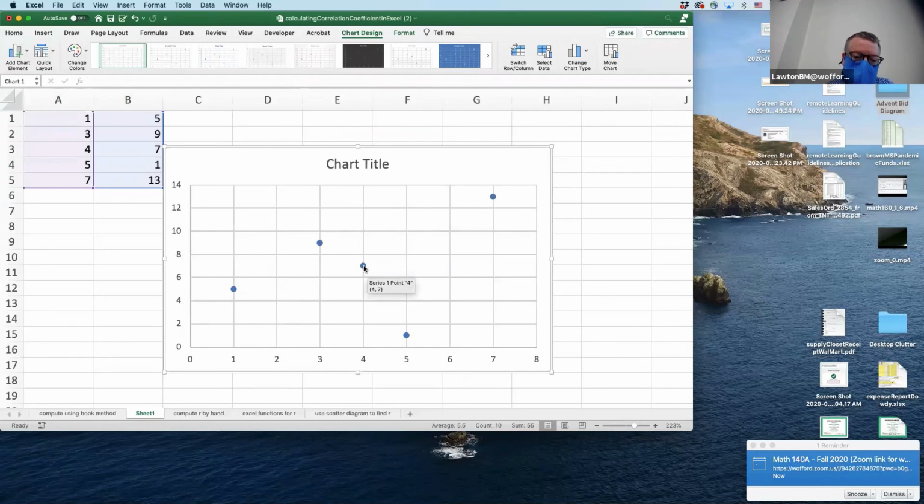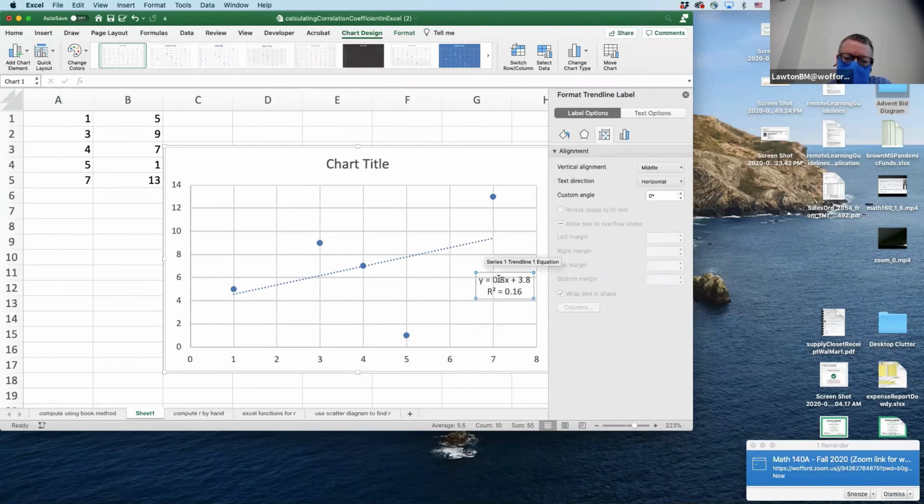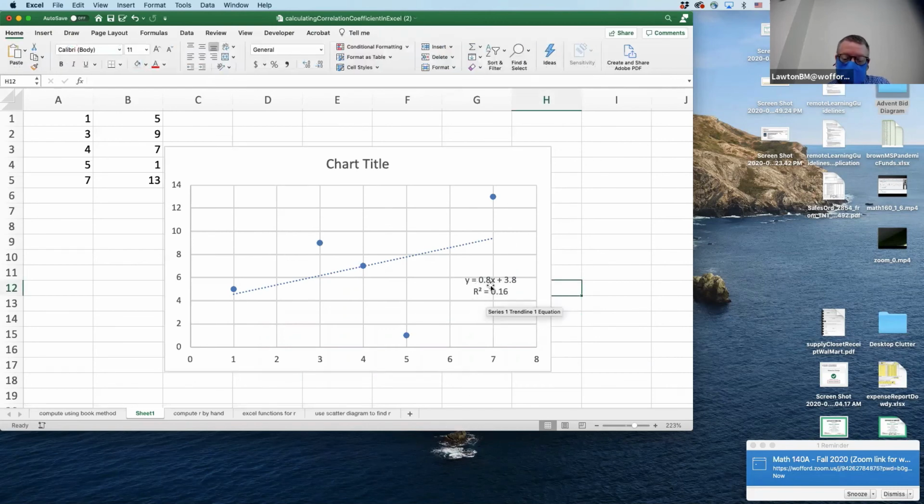We said we could see the correlation by simply going to add trend line, and I display the equation, display r squared. We didn't get much further than this, but I can see that my line has a slope of 0.8 and a y-intercept of 3.8. Okay, so that's pretty clear.